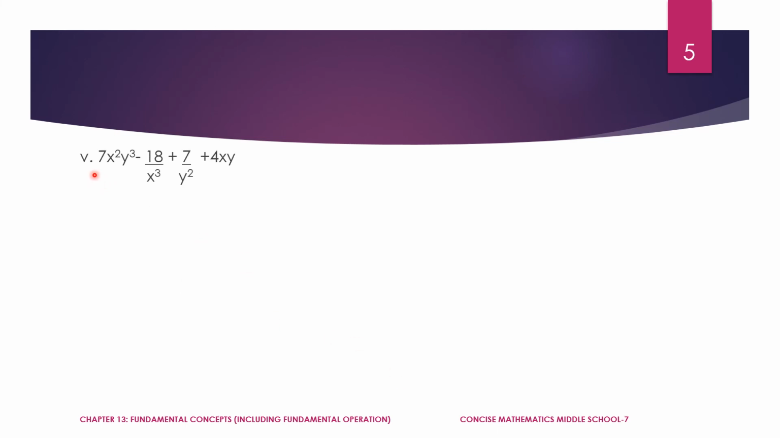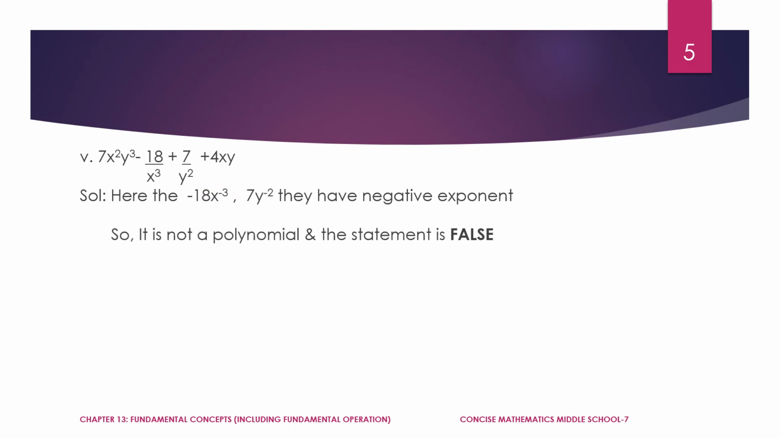Last one. 7x square y to the power of 3 minus 18 divided by x to the power of 3 plus 7 divided by y square plus 4xy. Here, you can write the term as minus 18 x to the power of minus 3. I am writing only about this term. We can write it like this, right? So when you write the term like this, see, it gets a negative sign. The exponent is negative, so you should not have a negative exponent. That's why this is not a polynomial and the statement is false.